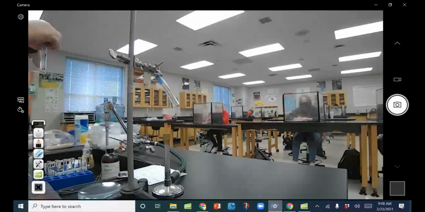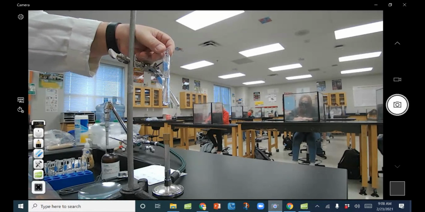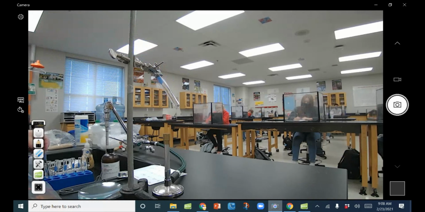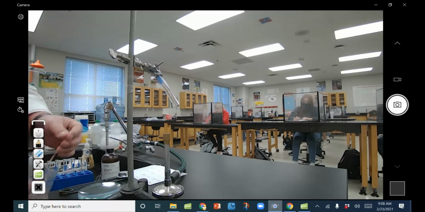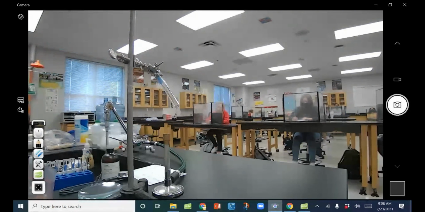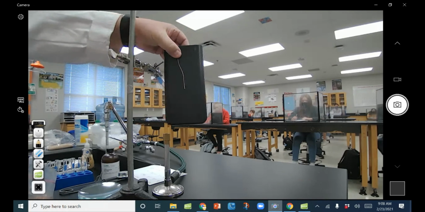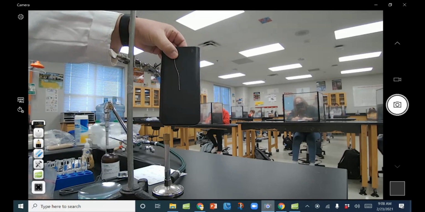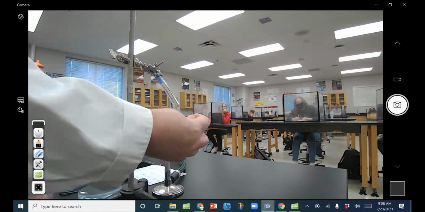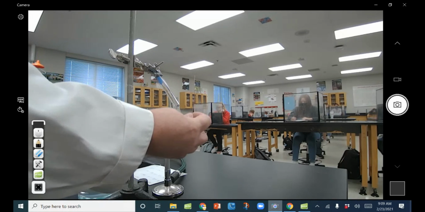All right, so what observations can you make about silver nitrate? It's clear. Liquid form. Liquid, okay, very good. It's a clear liquid. Okay, and here's copper wire. What can you tell me about copper wire? It's a solid, what else? Can you see the color? It just looks silver. Can you see the color here? It's orange. Okay. It's orange or copper colored, right?